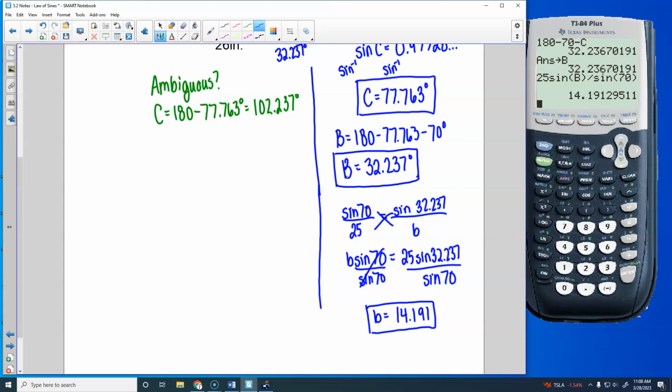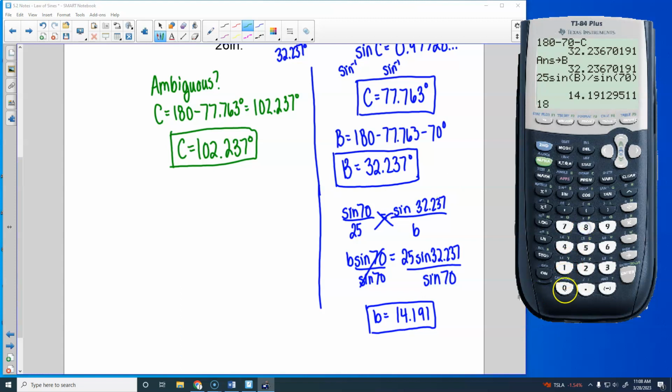But the annoying thing about the ambiguous case is we don't know for sure if these are the answer, because C could also equal 102.237, right? That could be an answer. So I'm switching colors. This is our other option. So basically we just need to go back and do everything we just did over here again, but C needs to have a different value. So if we do 180 minus that C we already had stored, which was 77.763, that gives us this 102.237. I can now store this as the C.